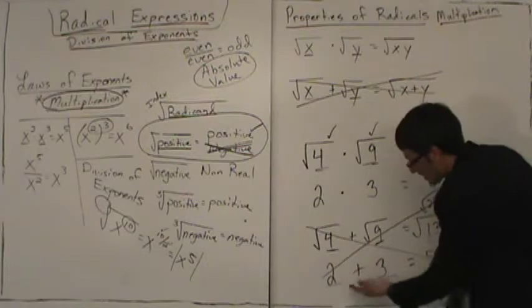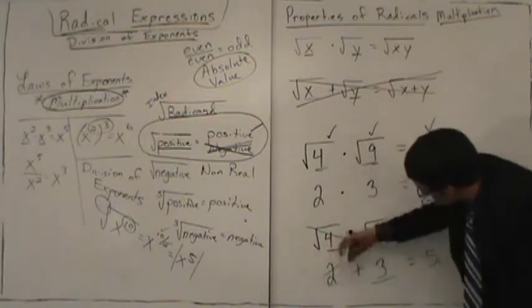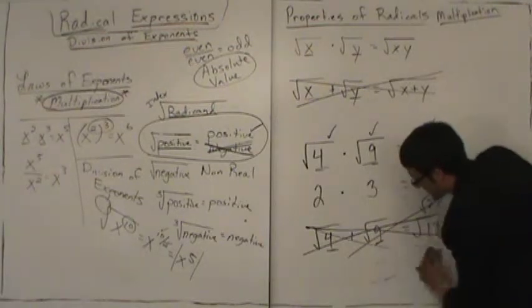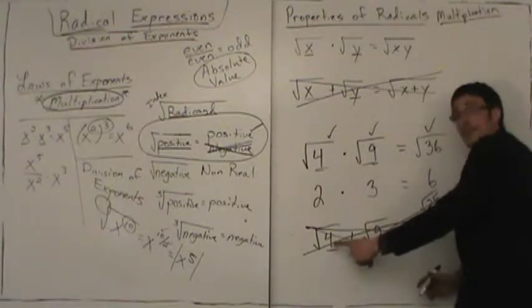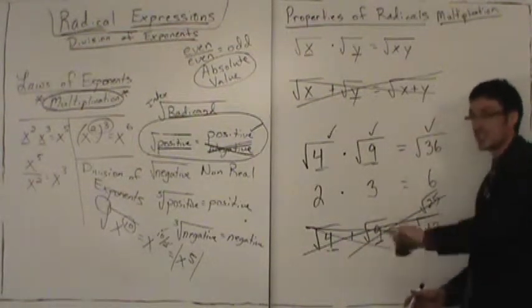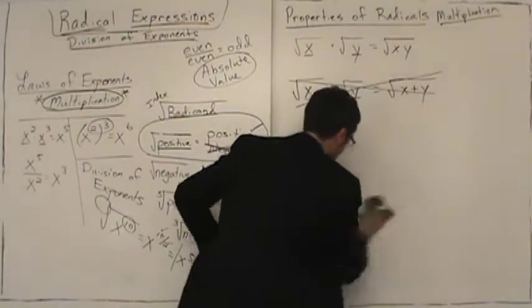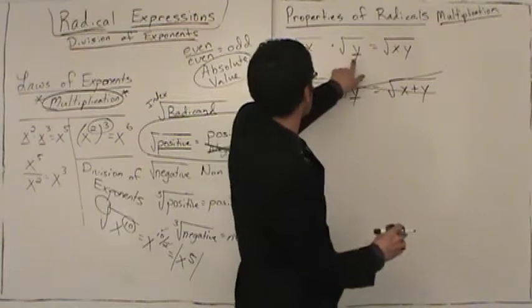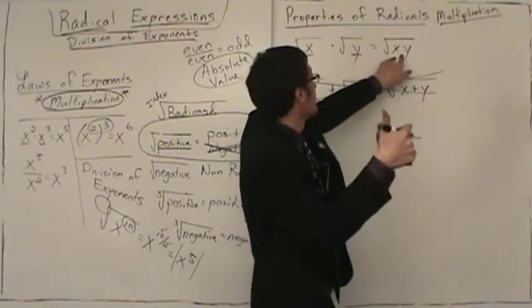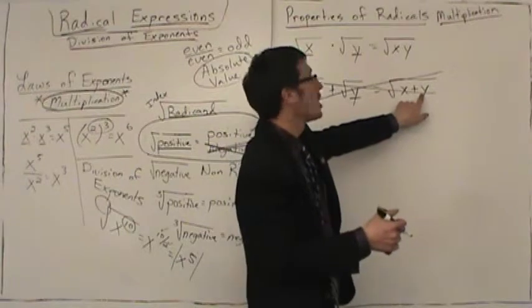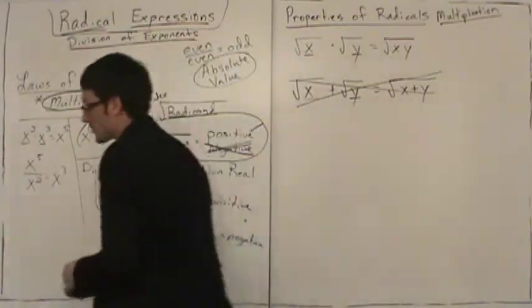Well, not the 2 plus 3 is 5, but the first part. The first part is false. Okay, so we cannot add the radicands together. 4 plus 9, 13, no. So again, can we multiply radicands? Can we say the root of x times the root of y is the root of x times y? Yes. Can we say that the root of x plus the root of y is equal to the root of x plus y? No. So this leads us into the first example.